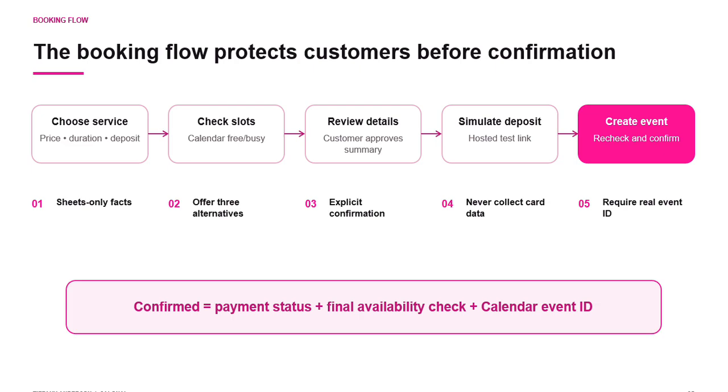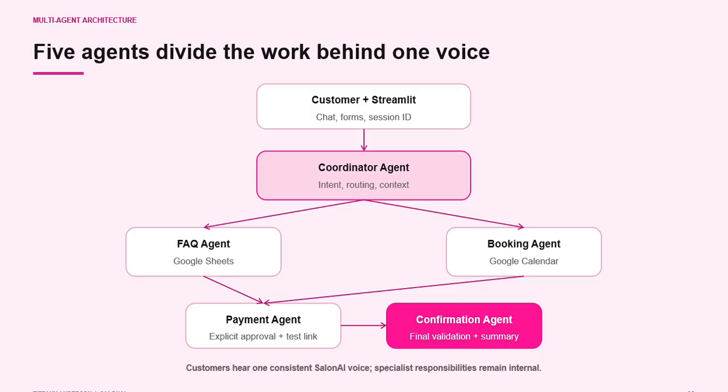The booking flow protects customers before confirmation. It's only confirmed when the payment status is completed and it has checked the Google calendars and provided a calendar event ID. So once you choose the service, it checks the slots, reviews the details, simulates the deposits, and creates the event. So this is just a mock workflow of how my N8N is set up.